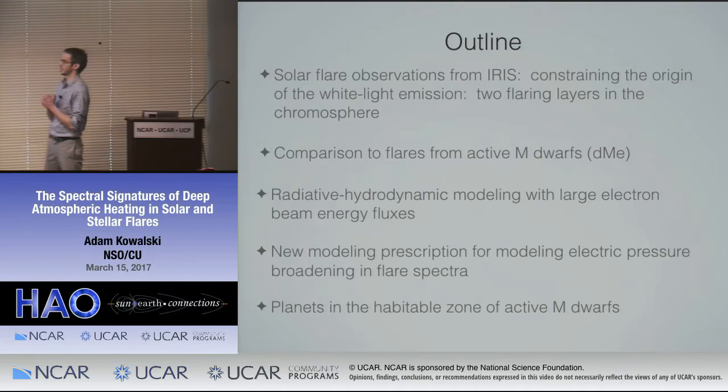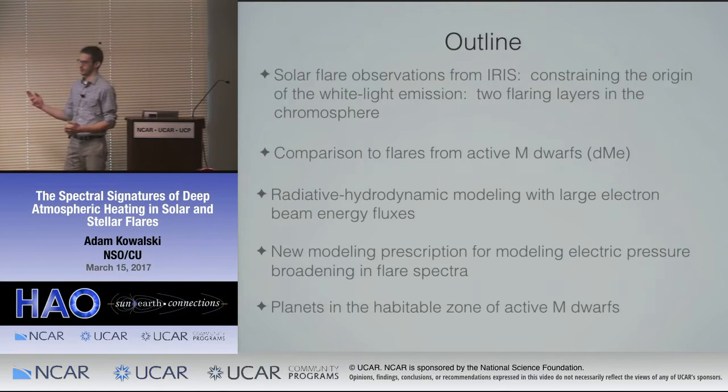So I'm going to start by first going over a brief review of solar flares and then jumping into a new project with IRIS where we're finding new constraints on the white light continuum emission. Then I'm going to jump into flares from active M-dwarf stars, and the abbreviation I use is dMe there: dwarf, M, and then e means H alpha is in emission when it's not flaring. It means it's really magnetically active.